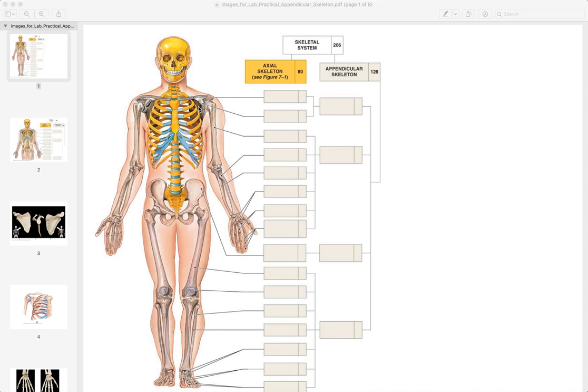Then the arms, so there's the humerus. This is the humerus, the upper arm. Okay, then there's the ulna. This is the ulna. And then the radius is right here. It's this bone. Okay, then we'll go to the hands.